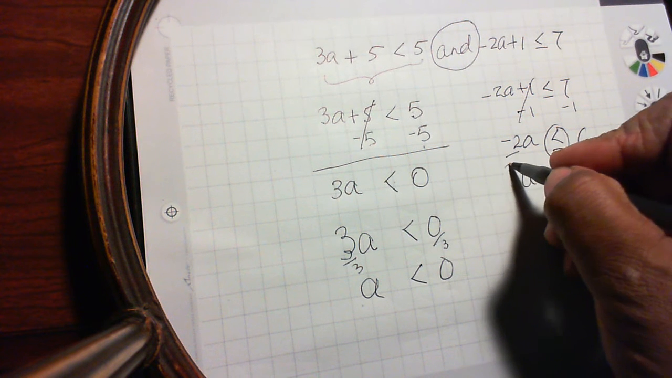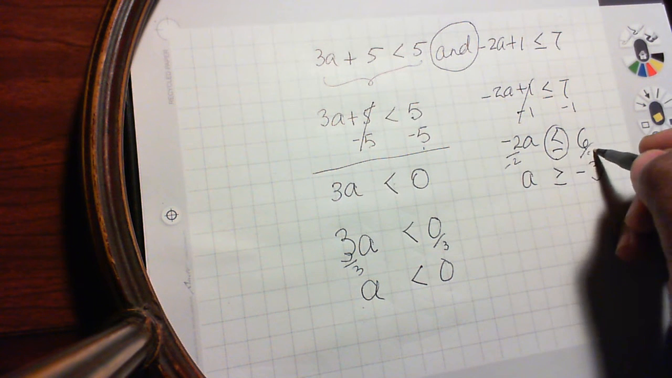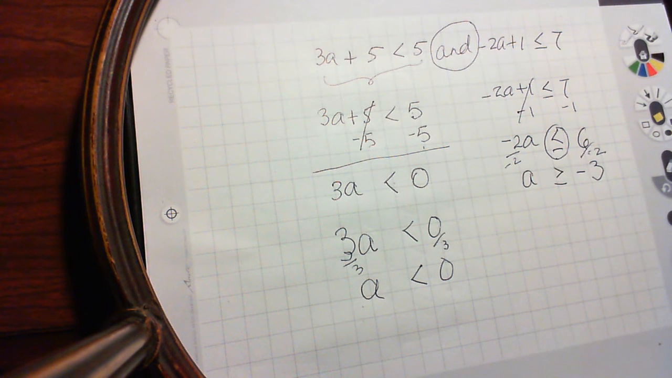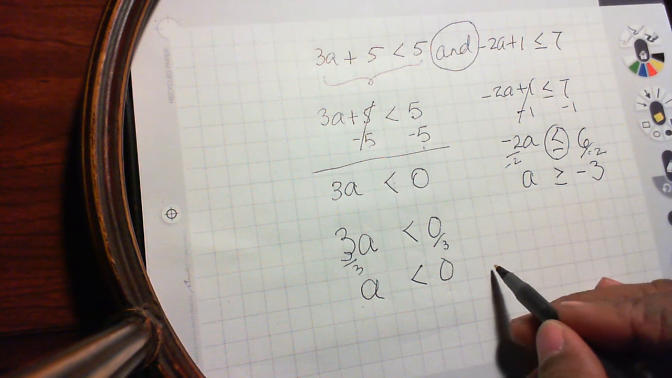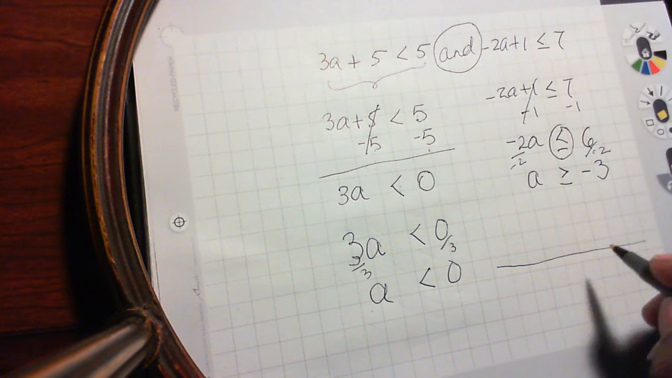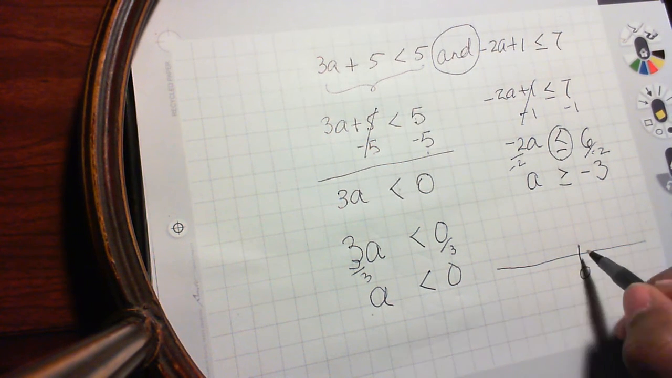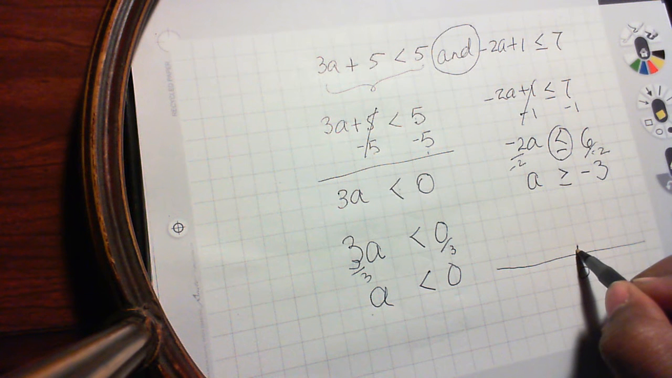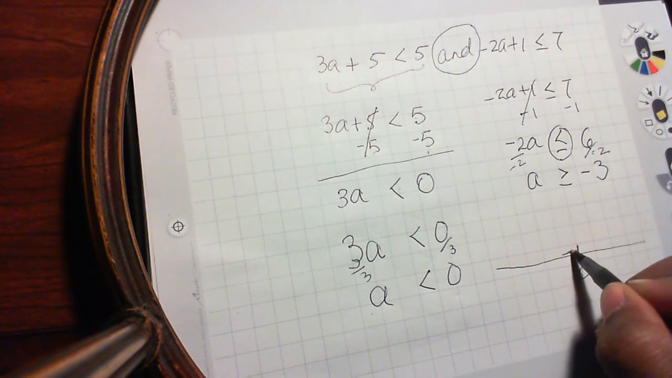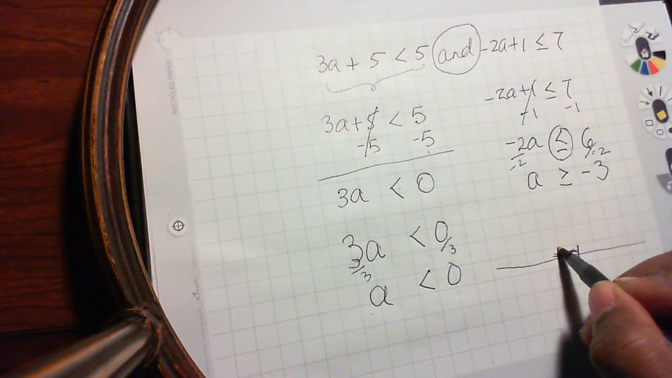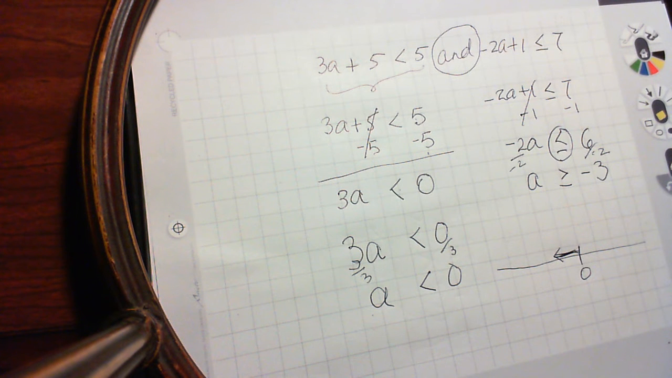So let me just write this out here. Okay, so you're going to get a is greater than or equal to negative 3. So let's look at the line here and try to graph this. So this is the line. This is 0. Okay, so we have a is less than 0. So a is here on this side, right? And then a is greater than or equal to negative 3.